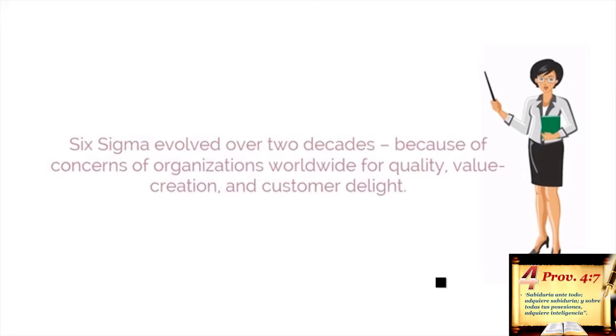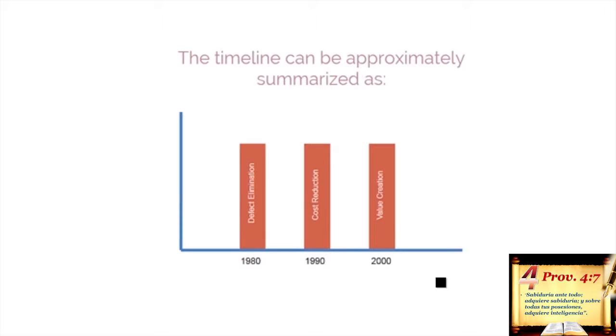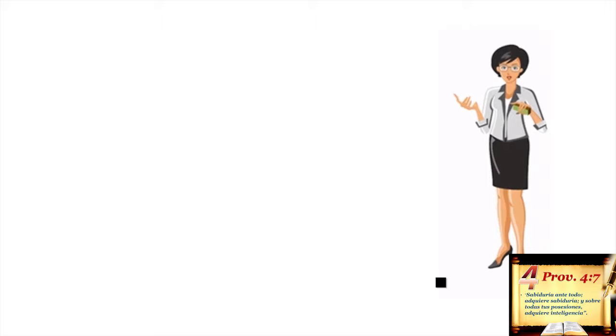The concept of Six Sigma evolved progressively over a period of 2 decades in step with concerns of organizations worldwide for quality, value creation, and customer delight. The phases of this evolution can be identified concurrent with the emphasis placed on these 3 critical business parameters. The timeline can be approximately summarized as follows. Now we will move on to the next chapter of What is Six Sigma?